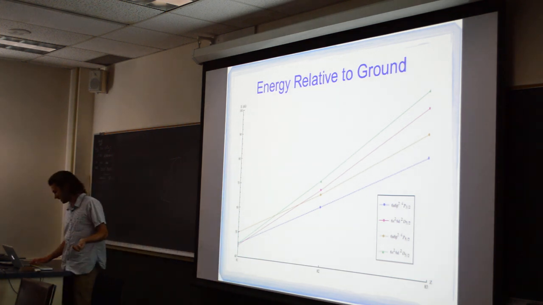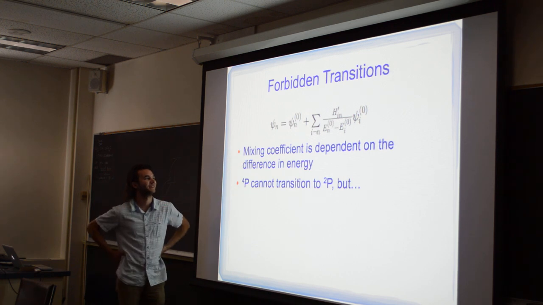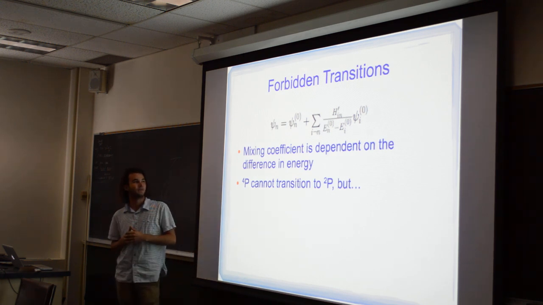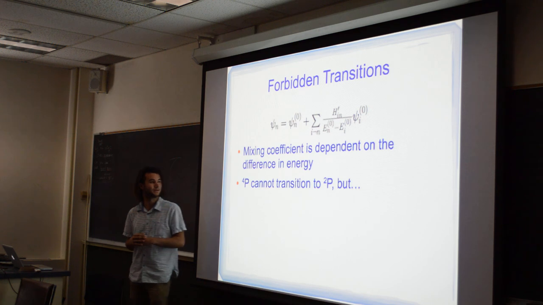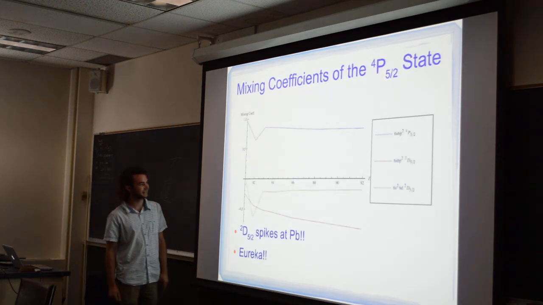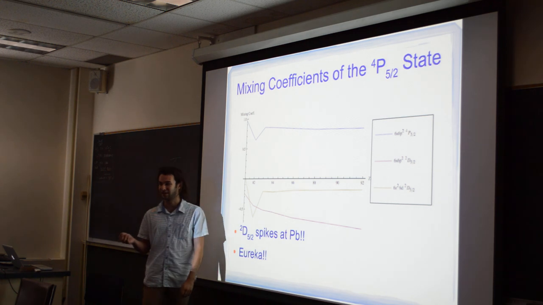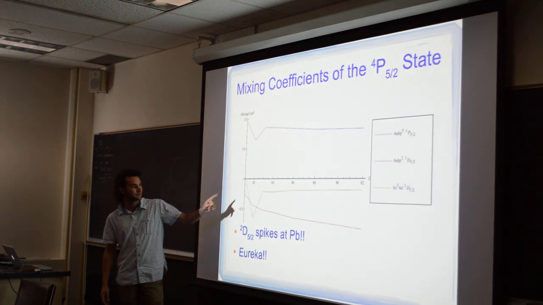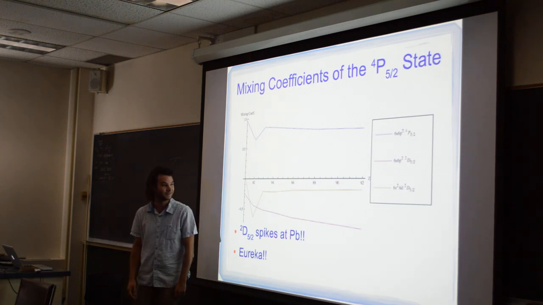And this is important because, according to this equation I have here, when the energy states are really close together, like they were, the mixing coefficients are really big. So what's going on here is, right at lead, where we saw the energies were really close, there's a spike in the doublet D state, which can decay, because it's a doublet, down to the doublet P, which is brown. And so this is for the 5/2 state. That's why, specifically at lead, we see that the quartet P decays to the 3/2 state of the ground configuration. So that's pretty cool.